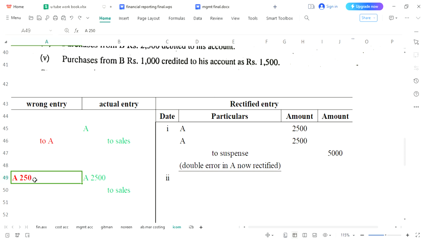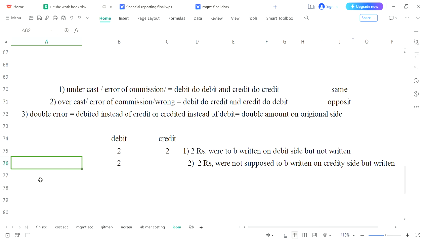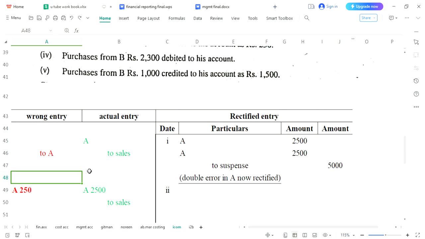Amount is written less than that of the original. So what mistake is it? As we have said, undercast, writing less amount. So this is the first mistake, undercast.